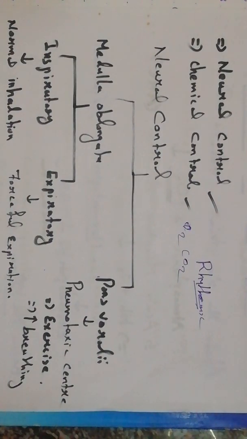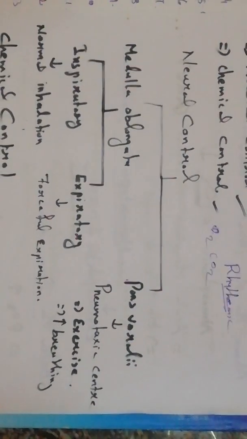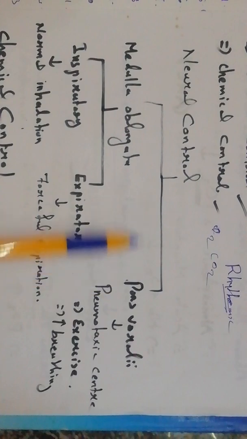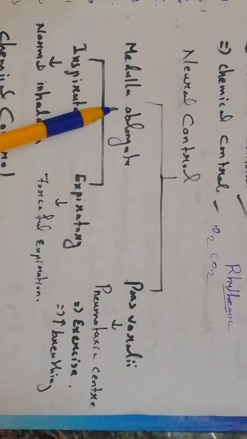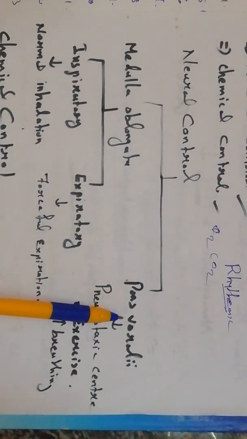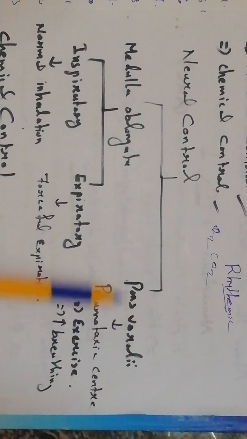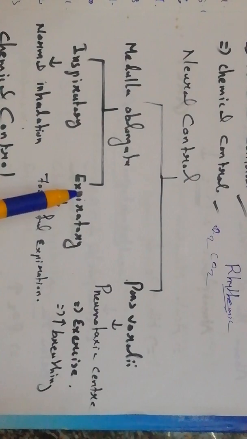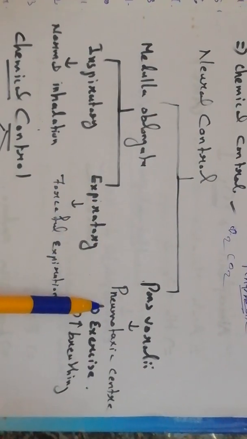Especially, these regulation centers are present in the hindbrain region, and there are three centers. Among them, the first two centers are present in the medulla oblongata. So the neural control is present in two regions, but there are three centers. The first region is the medulla oblongata of the hindbrain. The second region is the pons varoli of the hindbrain. The medulla oblongata consists of two control centers, and the pons varoli consists of one center.